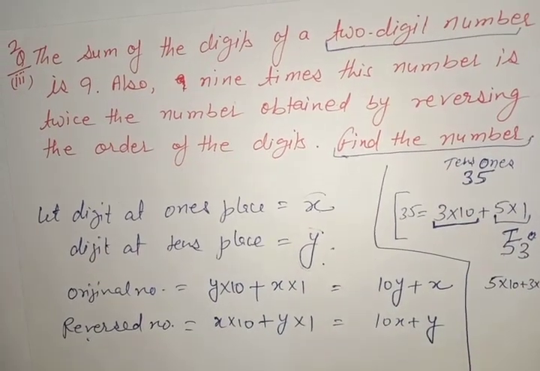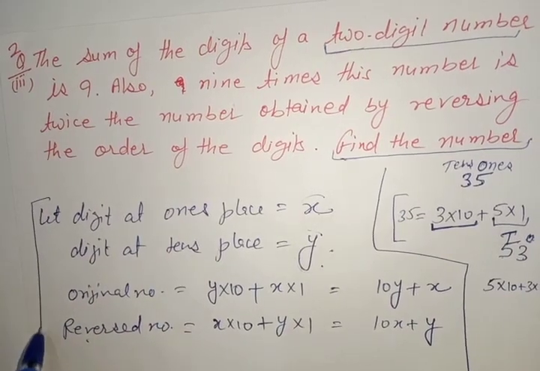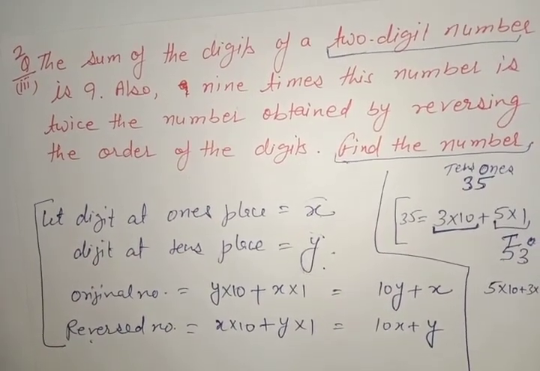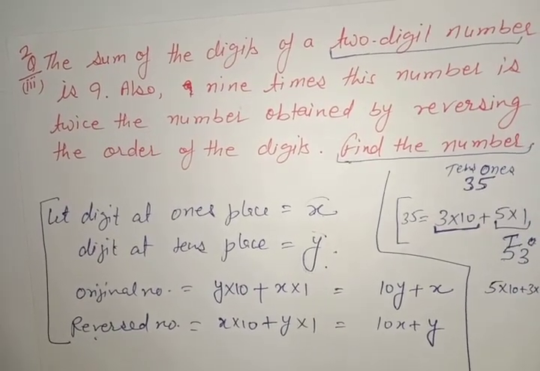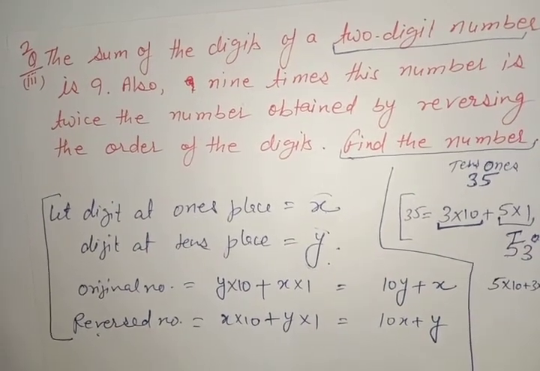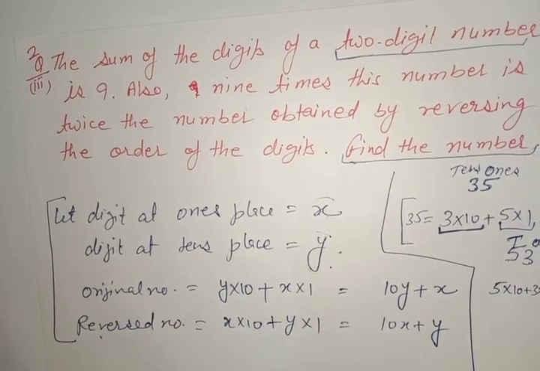Whenever you get a question of a 2-digit number, you need to learn these 4 steps. These should be in your mind whenever you see a question of a 2-digit number. Even if you don't read the question, just write these 4 steps. Always these 4 steps will be there if it's a question of a 2-digit number. Digit at ones place, digit at tens place, original number and reversed number.